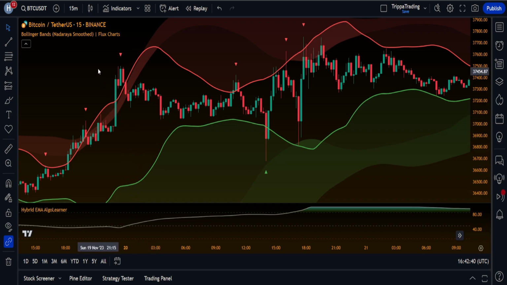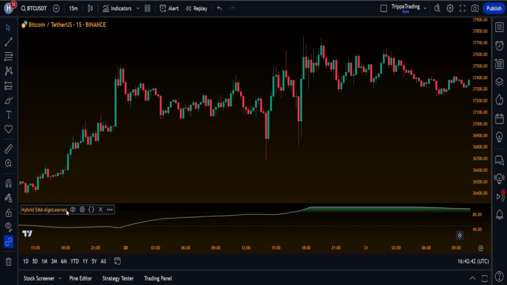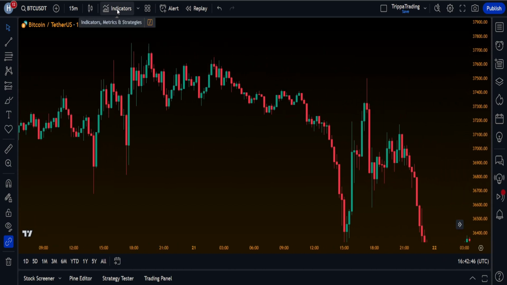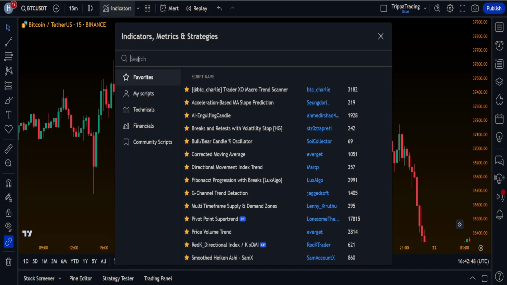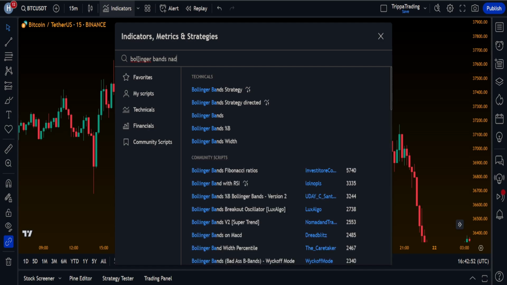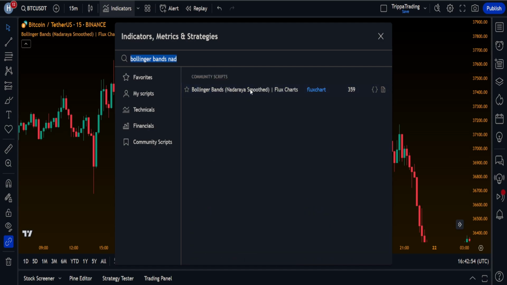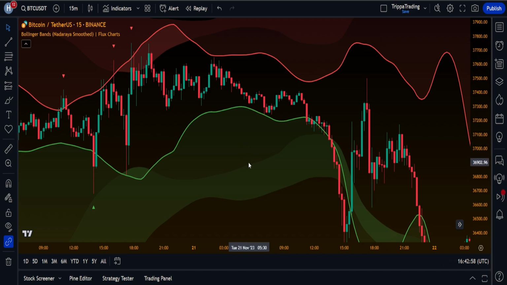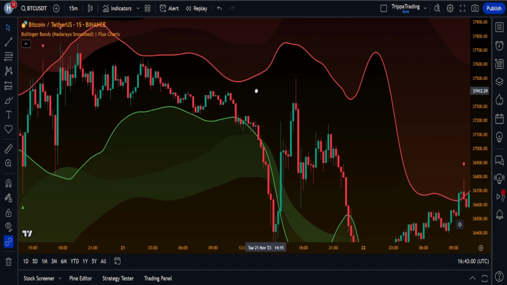I'll quickly remove these indicators from the chart so I can explain their settings from the beginning. So to add our first indicator of the strategy to the chart, we will open the Indicators tab and search for Bollinger Bands, Nadarya Smooth, and add this one created by Flux Charts. This indicator is an upgraded version of the classic Bollinger Bands indicator. Let's see how it is different.